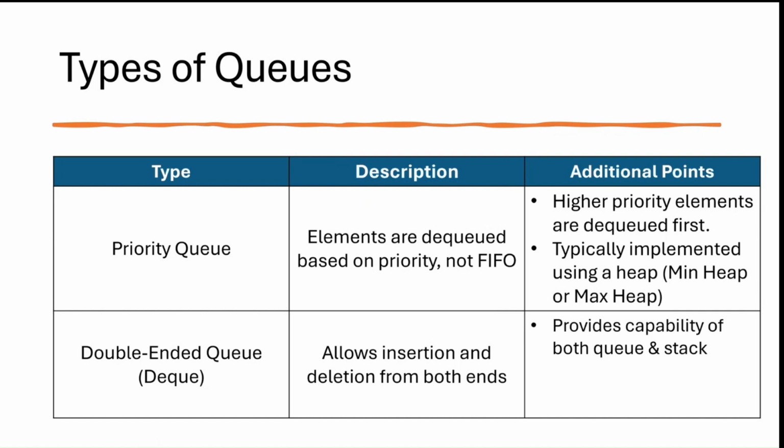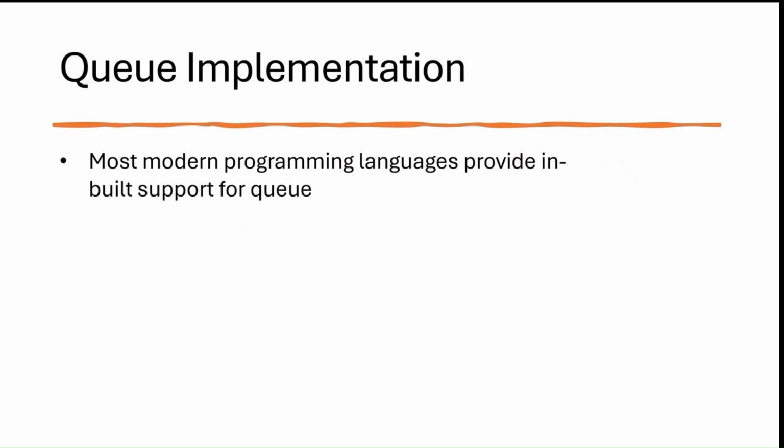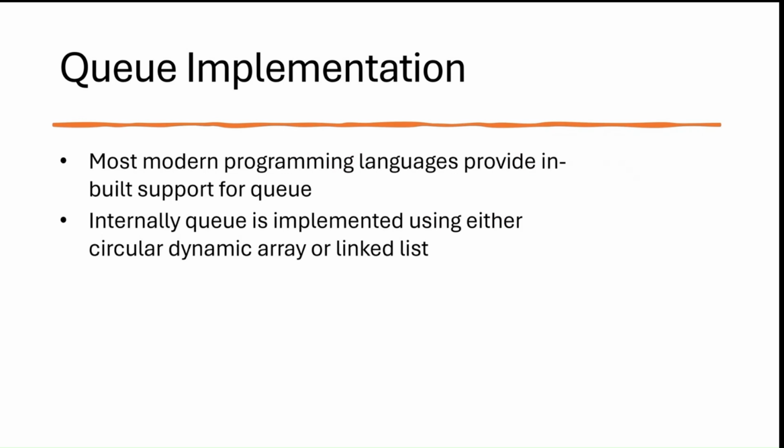So let's understand the queue implementation. Most modern programming languages provide inbuilt support for a queue. Internally, a queue is implemented using either a circular dynamic array or a linked list. A dynamic array is one where, when the array is full, the programming language automatically resizes it internally using a growth factor. To understand the dynamic array and its resizing, you can check our array data structure video. And it is circular because we want to overcome the limitation of the simple queue, which we discussed.